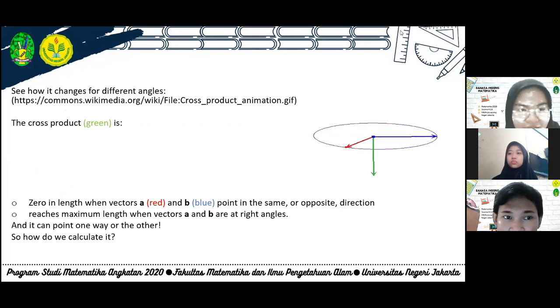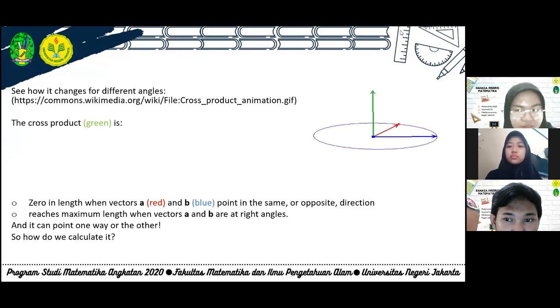See how it changes for different angles. This length is the cross product, green, as you can see in this GIF. It is 0 in length when vectors A, red, and B, blue, point in the same or opposite direction. It reaches maximum length when vectors A and B are at right angles, and it can point one way or the other. So how do we calculate it?